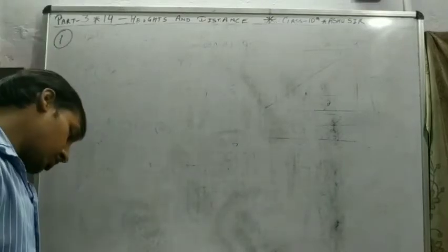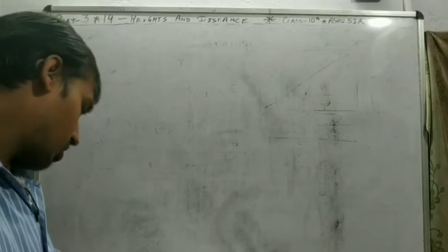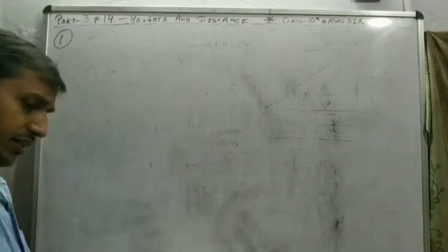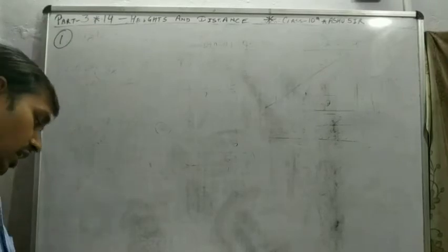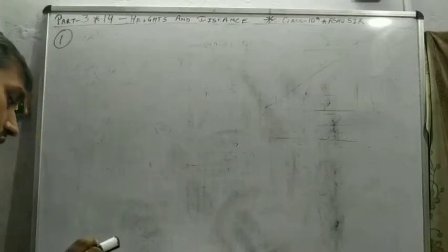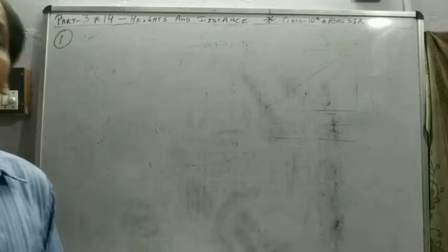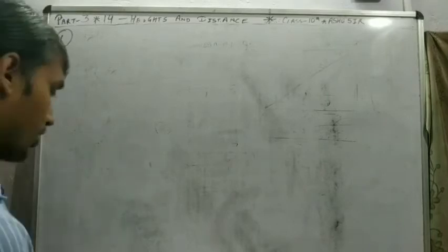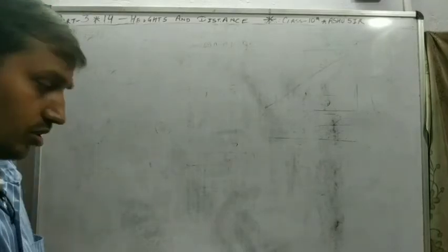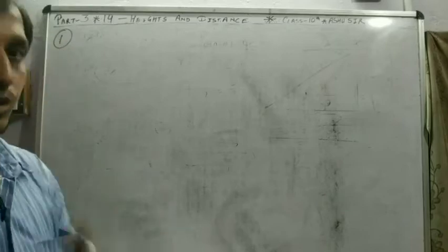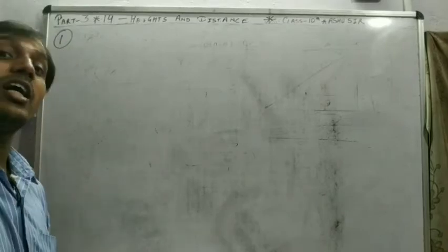So start the next question. It's a 1 mark question that came in board examination 2 times, 2017 and 15. If a tower 30 meter high casts a shadow 10√3 meter long on the ground, then what is the angle of elevation of the sun? Or you can say sun's altitude. Sun's altitude or the angle of elevation of the sun, both are the same concept. So it's a different question. Here you want to find the angle.